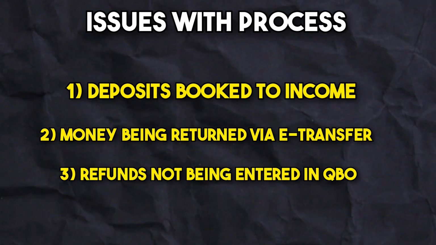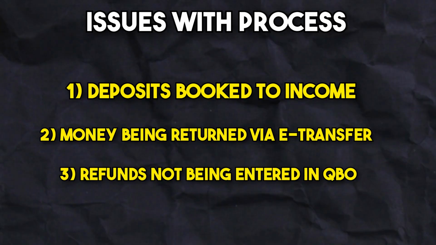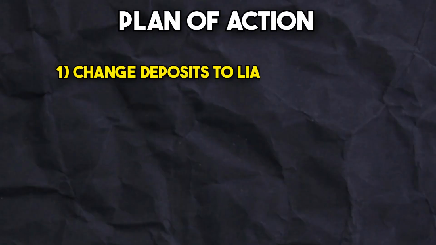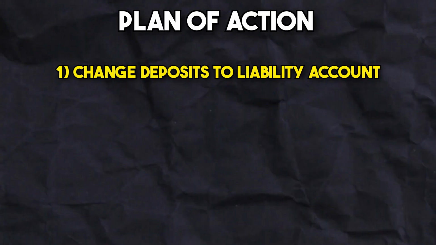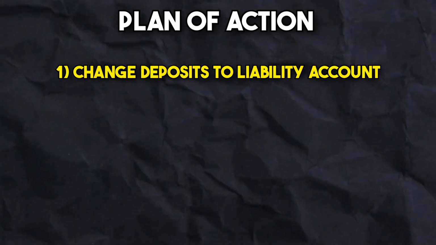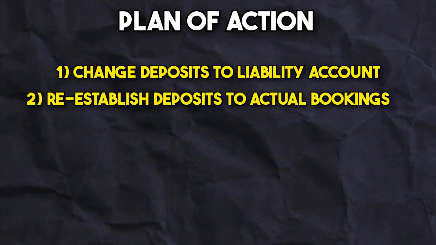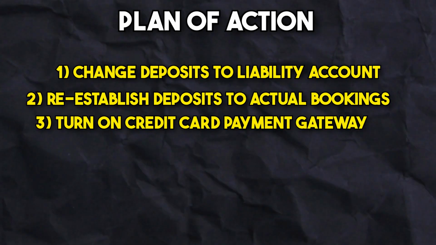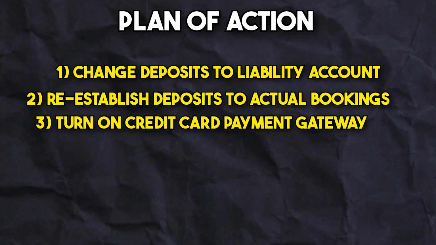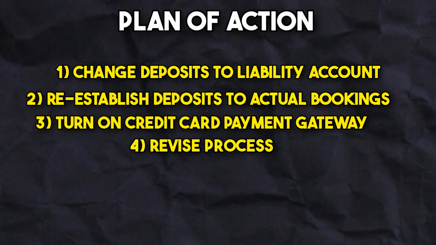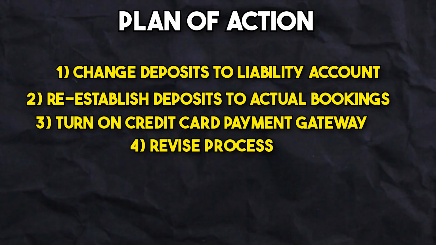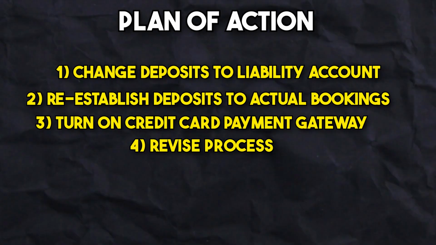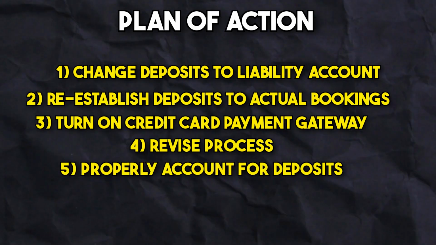Based on these findings, here is the plan of action we implemented for this photographer to enhance her bookkeeping. Number 1, recategorize deposits to a liability account to better track who is owed. Number 2, reestablish the deposits to actual bookings. Number 3, turn on credit card payments so customers can pay invoices using the email link sent to them. Number 4, revise the process of sending invoices for bookings and final shoots. Number 5, properly account for booking deposits after the shoot.